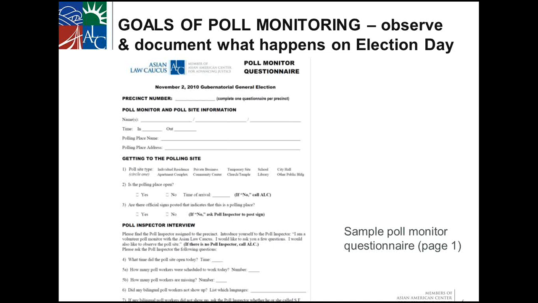So going through this, the types of things that the questionnaire captures, types of information, general information about the poll site. Was it easy to find?